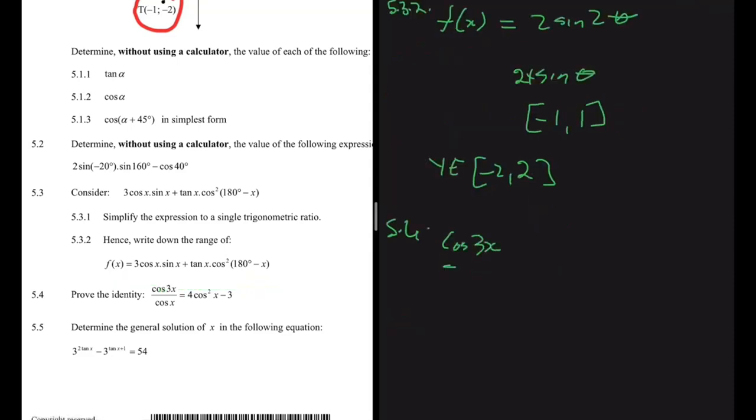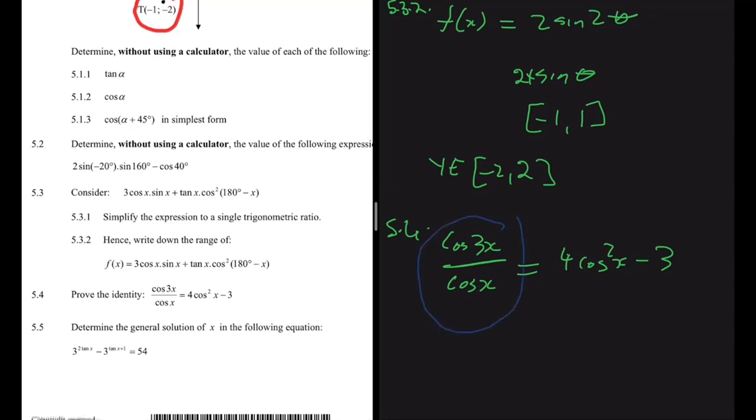Cos 3x divided by cos x is equal to 4 cos squared x minus 3, right? So the rule of thumb when you're solving trig identities is to pick the most complicated side, and from the most complicated side you reduce it so that you get the simpler side, right? If you pick the side that is simpler, then it's very difficult to complicate it. So which side is complicated between the two sides?